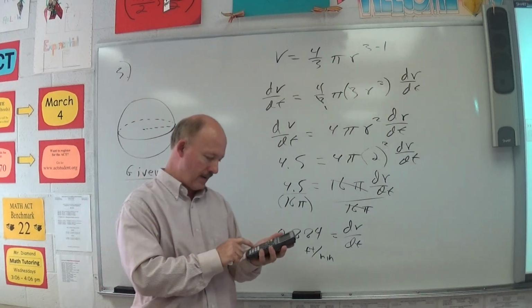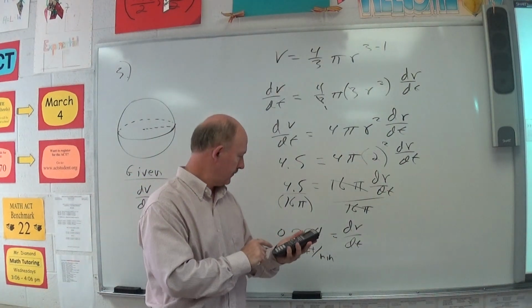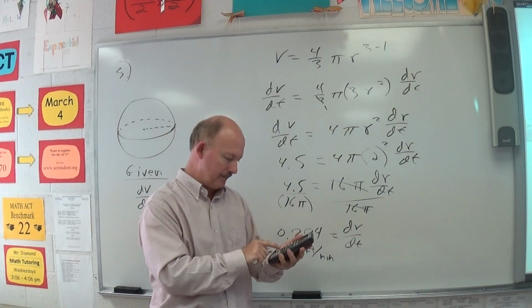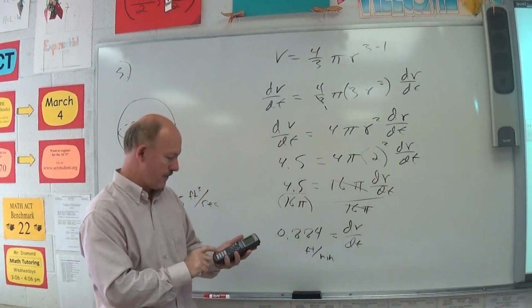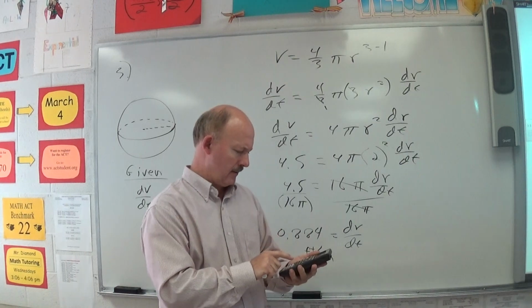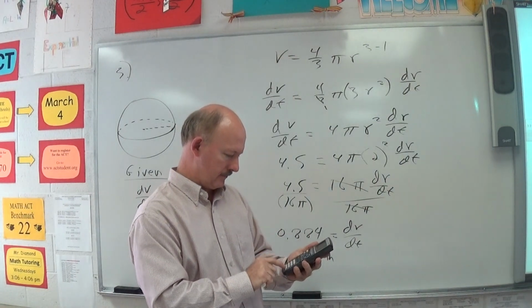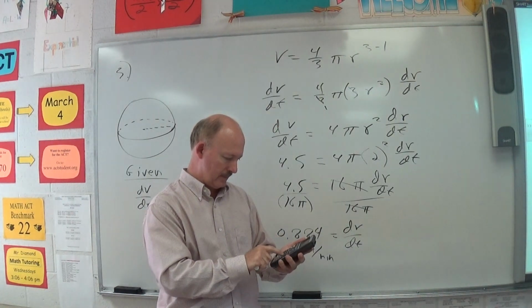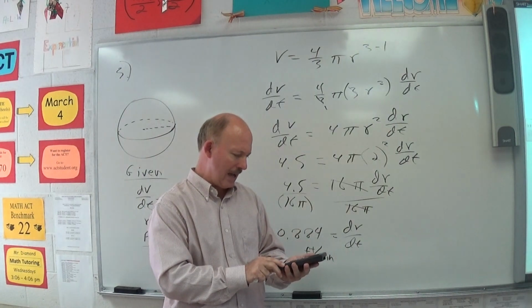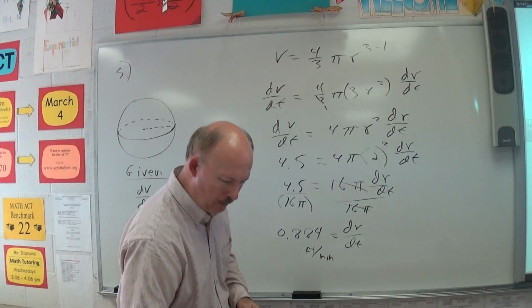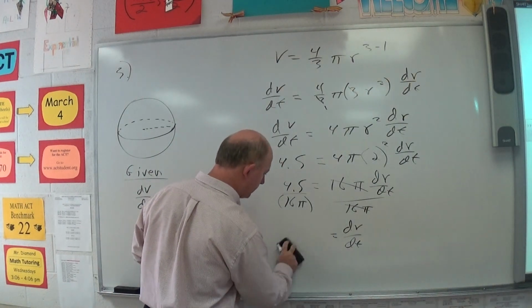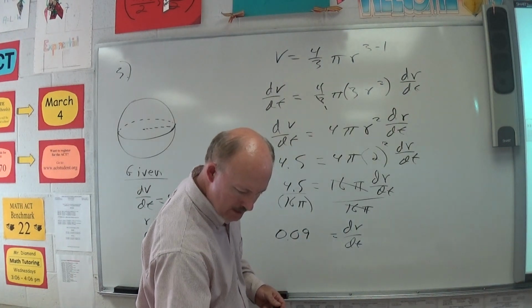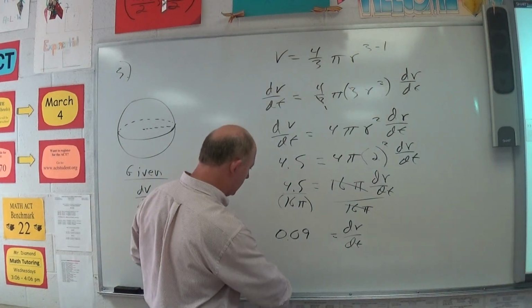All right, so we've got 4.5 divided by 16 times pi. Now we've got to put the 16 pi in parentheses. So 16 times pi. And let's see if we get 0.884 again. So let me try this again. Alright, so 16 times pi. Okay, close our parentheses. Gives us 0.0895, so it'll be 0.090. So this actually should be 0.090.